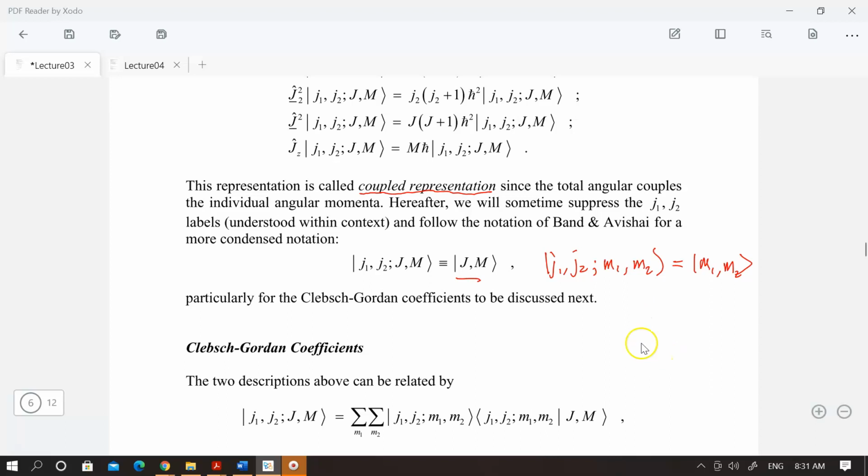So most of the time in this particular set of notes, I will keep this to be written in full, but this one to be shortened.